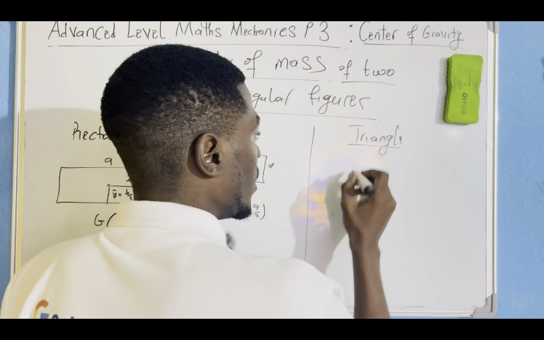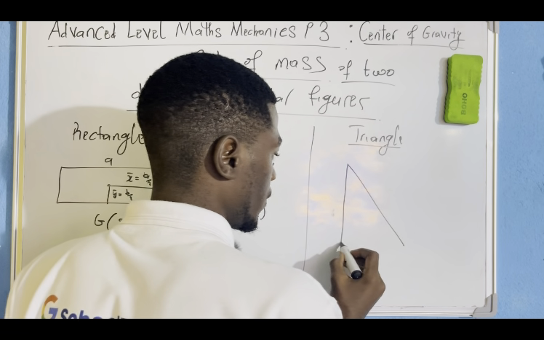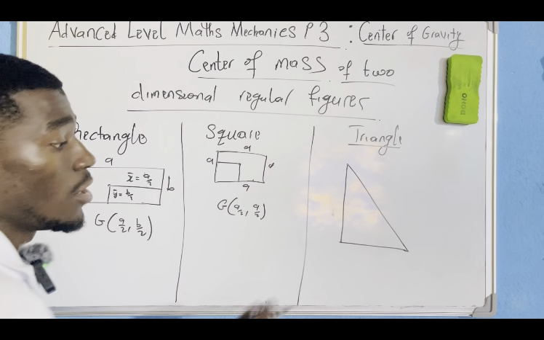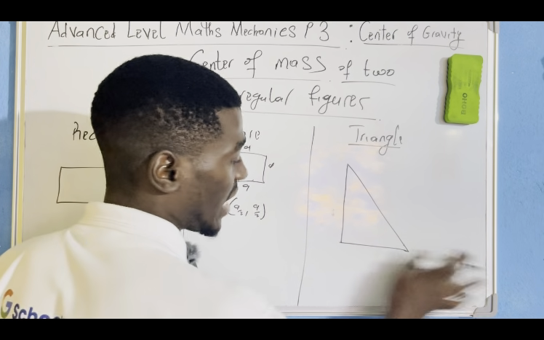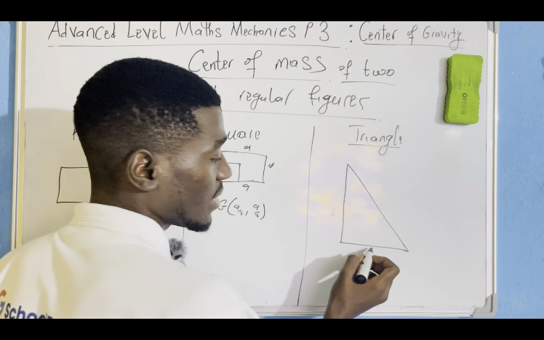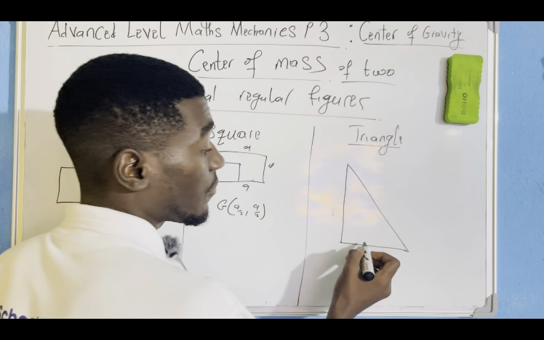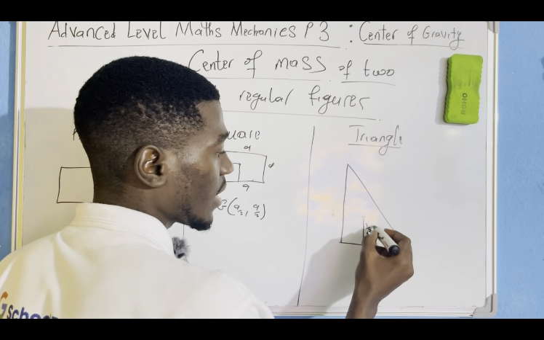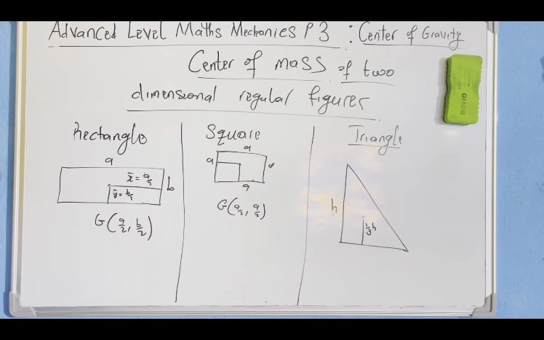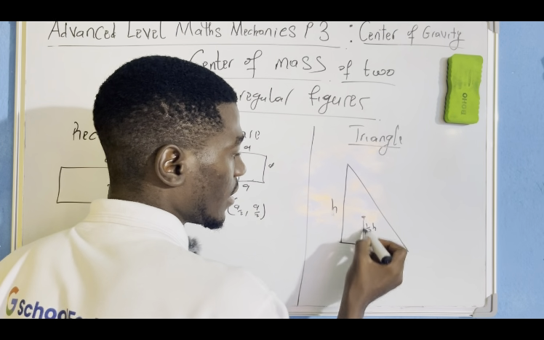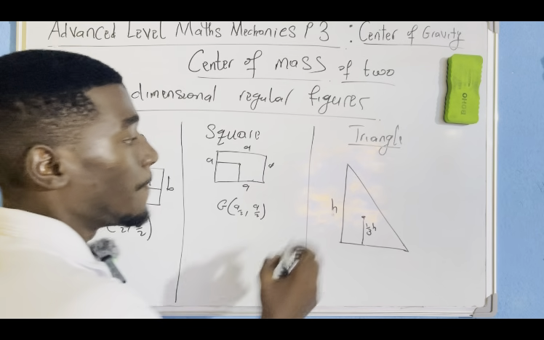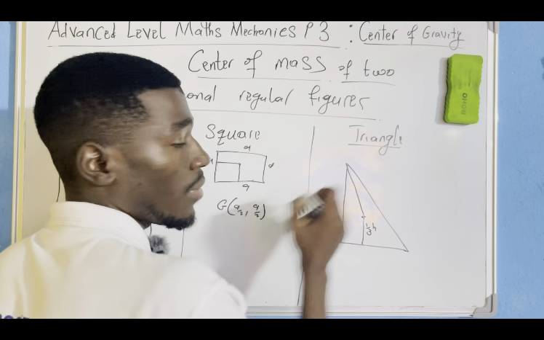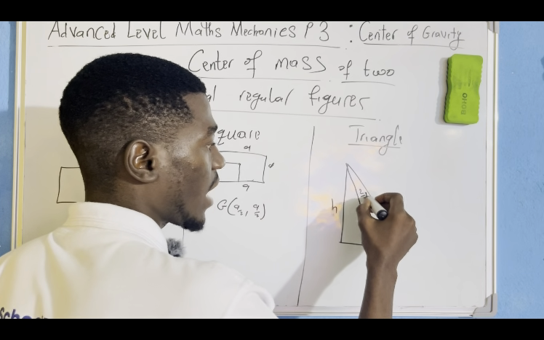If I have a triangle like this, the center of mass of the triangle is referenced to the base. If I want to calculate the distance of the centroid from the base to the center, that distance should be 1/3 the height. This is the height. Do you understand what I'm saying? That distance is 1/3 the height. But from the center to the top of the triangle is 2/3 the height.